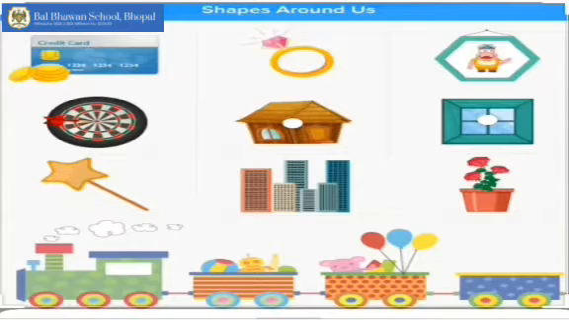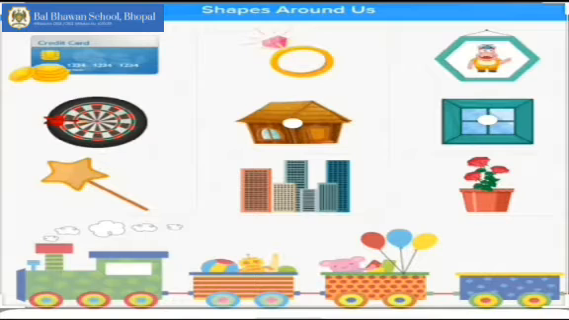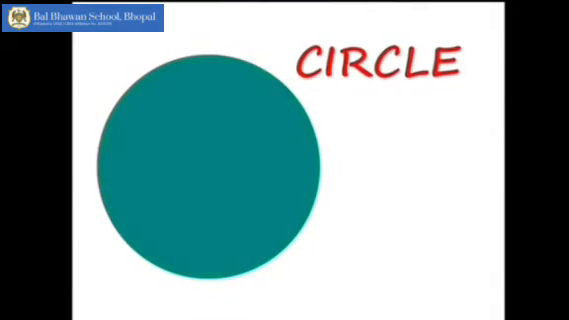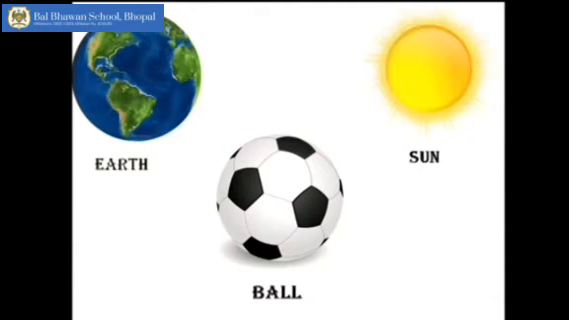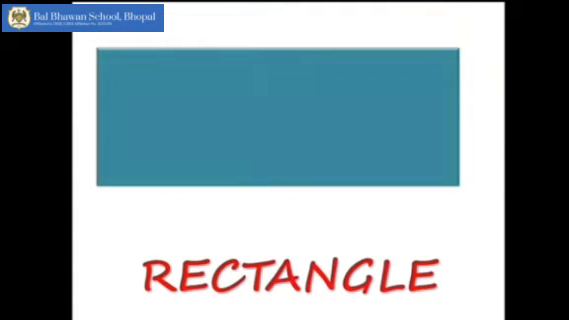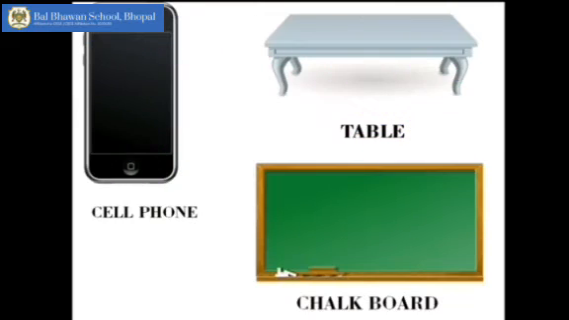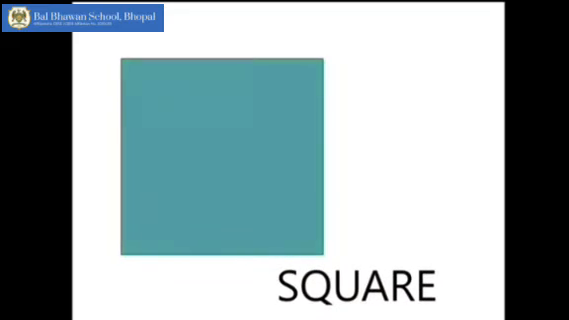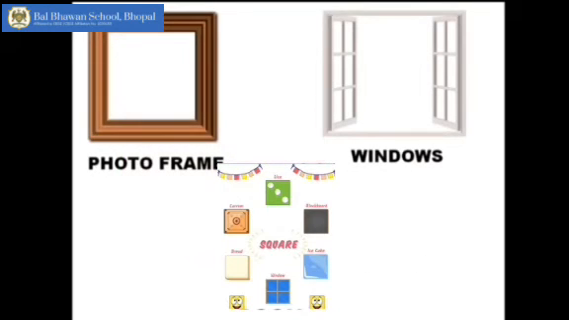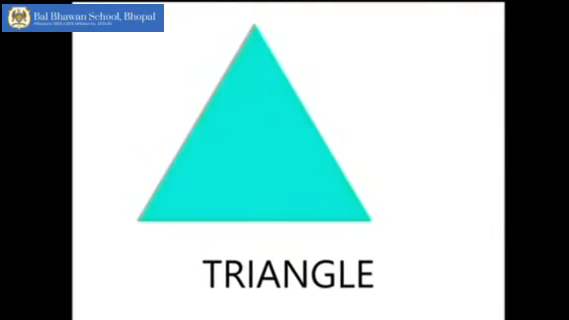Children, you must have seen many things at your home, in school, and in the surroundings. Everything has different shape. Some are in circular shape. Some are in rectangular shape. Some are in square shape. And some in triangular shape.